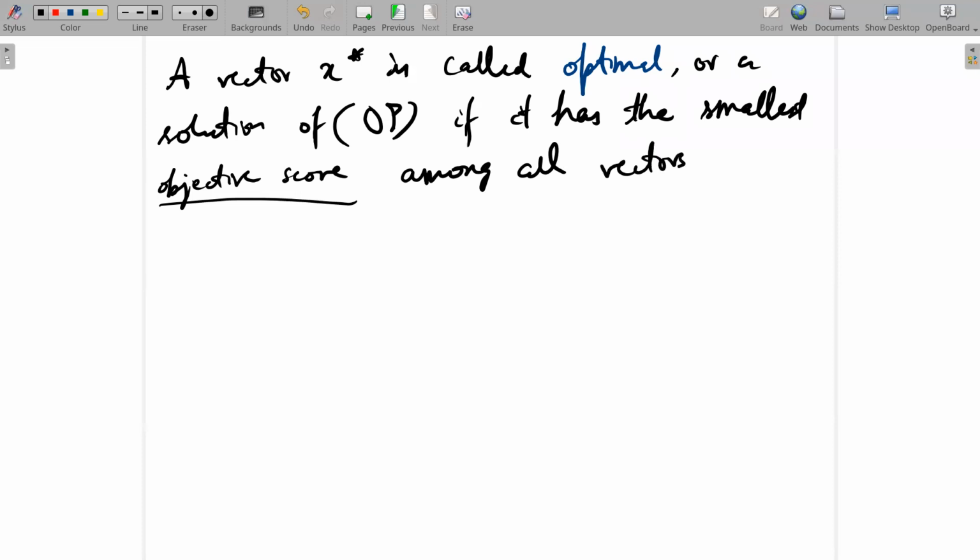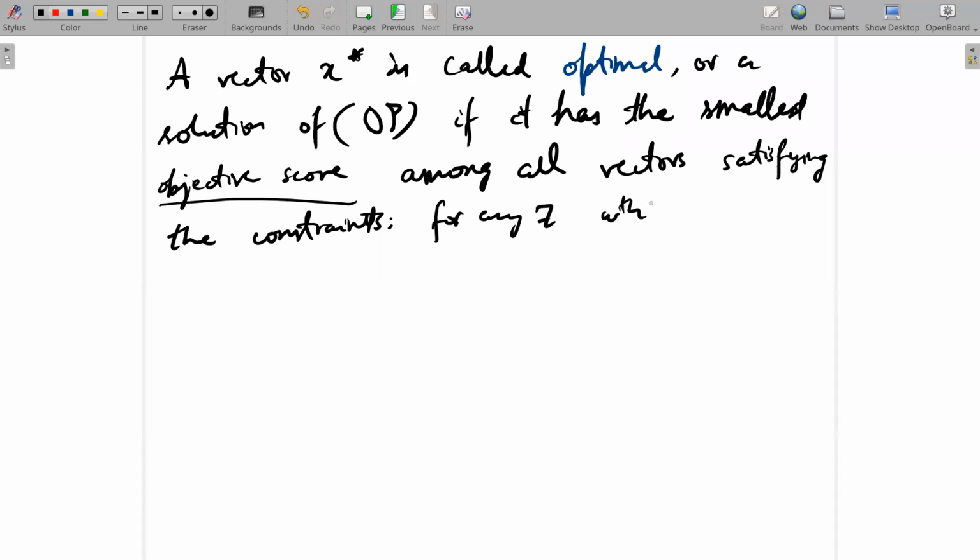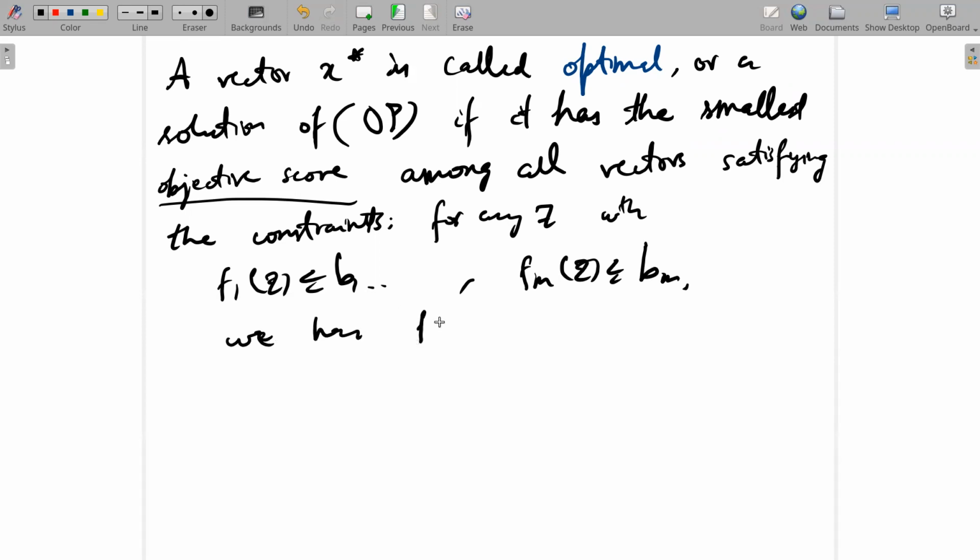Among all vectors satisfying the constraints. That is, for any z. So constraints meaning for any z with f1 of z less than or equal to b1 all the way up to fm of z less than or equal to bm. And yeah, for any such z, we have f naught of z is bigger than or equal to f naught of x star. This is just rewriting mathematically what is said here.